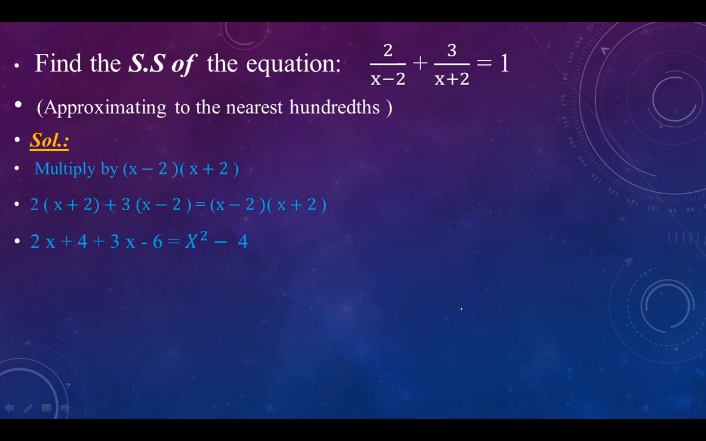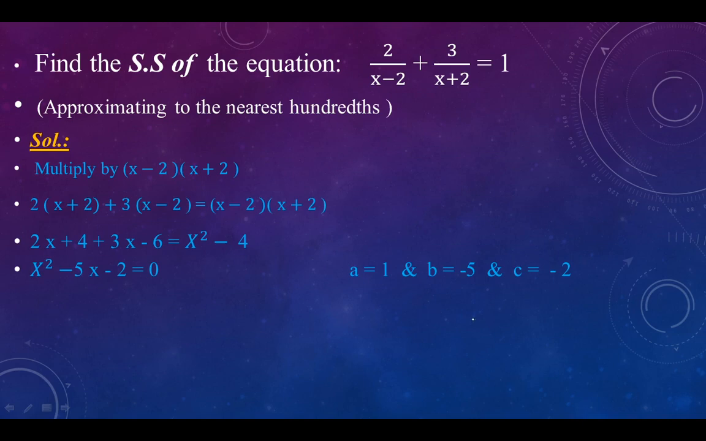Now we are going to collect like terms. Here we have 2x plus 3x, which equals 5x. 4 minus 6 equals negative 2. All these terms will go to the other side: x power 2 minus 5x, and negative 2 goes to the other side and becomes positive 2. Negative 4 plus 2 equals negative 2. All of this equals 0. Here you have a equals 1, b equals negative 5, and c equals negative 2.